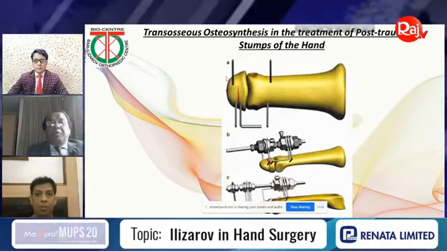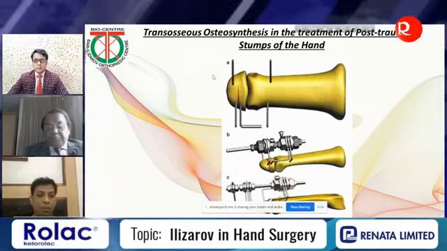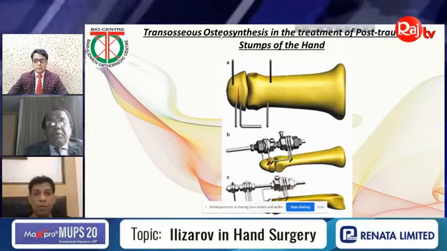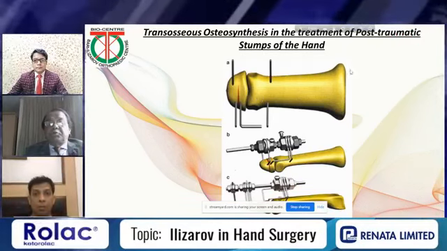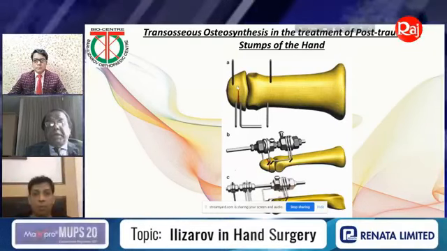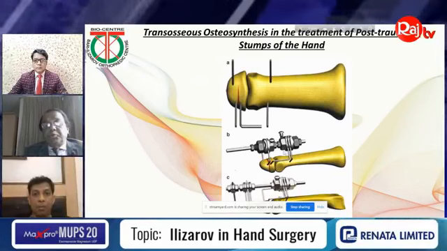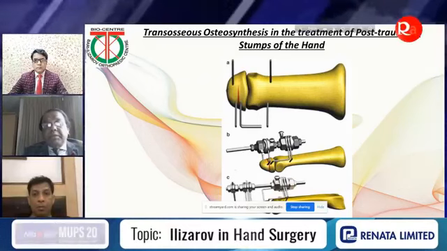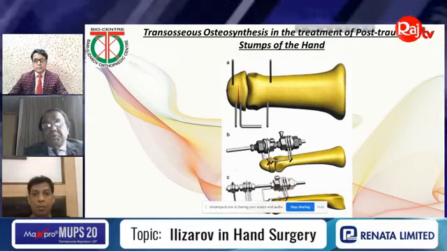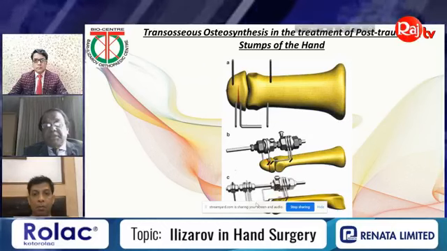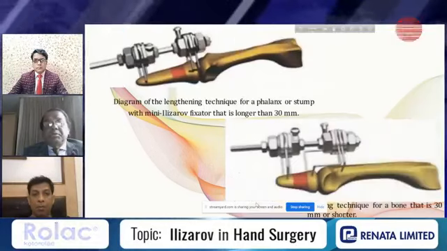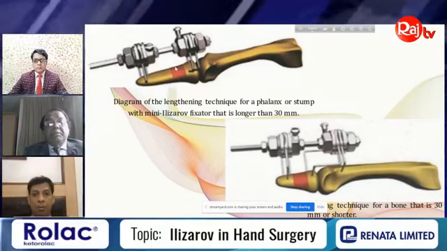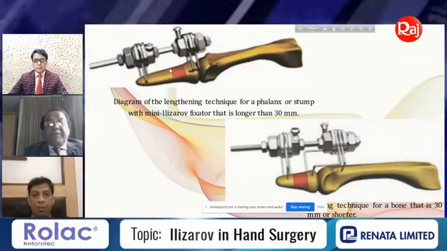And now, whenever we are putting, just look at this, transverse osteosynthesis in the treatment of the post-traumatic stumps of the hand. If you want to do a lengthening, this is your one part of bone, this is a joint, this is your remaining part. Now see, very simple. You put the wires like this, and this one you can fix, and the other two wires you just fix here, and then go for lengthening here. Do an osteotomy.